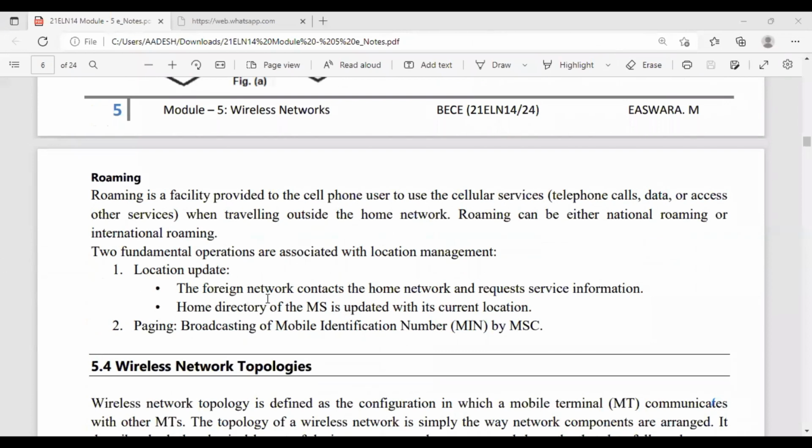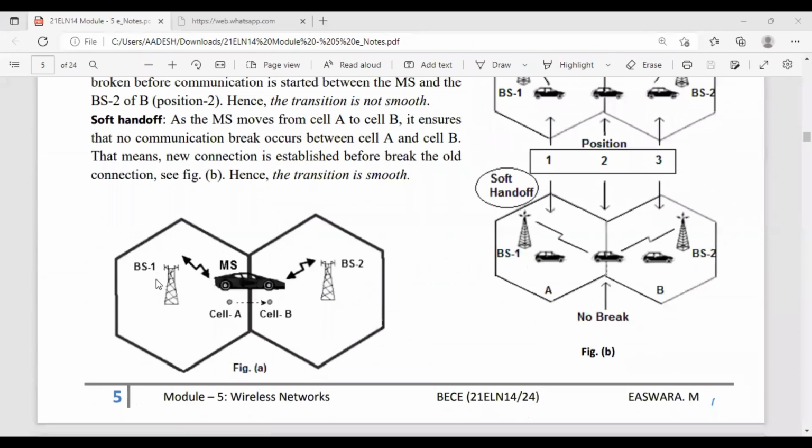So here location update means the foreign network contacts the home network and requests service information. The home directory of the mobile station is updated with its current location. All right, so once he moves from area 1 to area 2 and requests registration with this network, the network in turn takes his profile or data from his home location register, which is present in cell A.